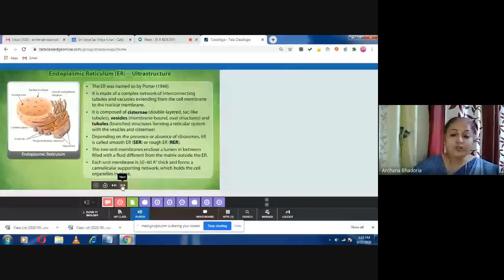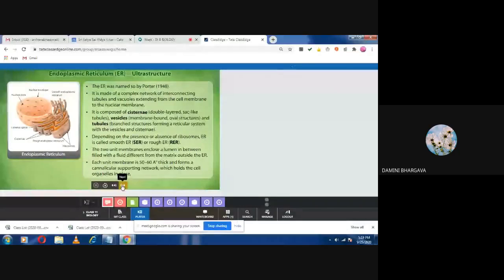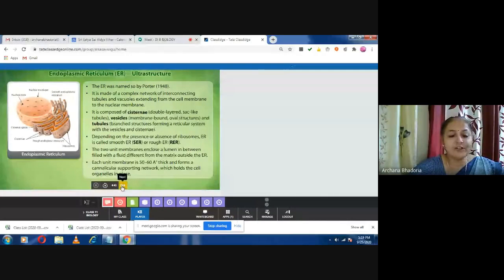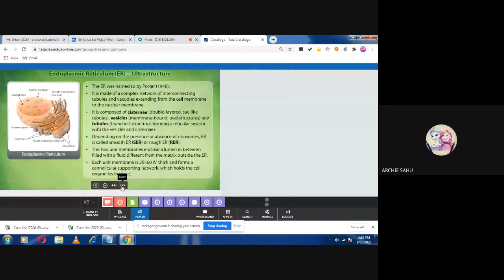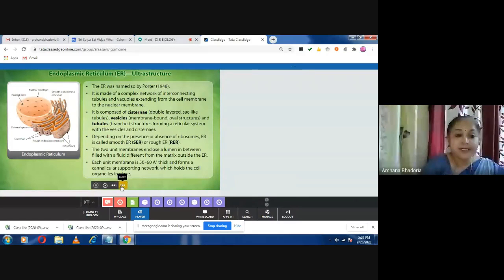Okay, then how are they arranged? Is the screen visible to you? Arranged parallelly. Yes, they are arranged parallel. So you have to remember this. And they are unbranched. Add one more point that cisternae are not branched. Okay, so they are unbranched.